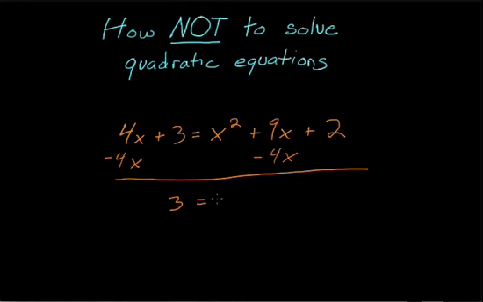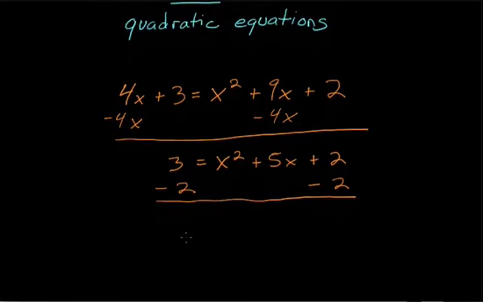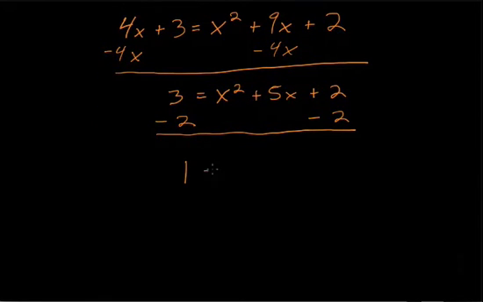And then on the right side, I'll have x squared plus 5x plus 2. Now, my x squared and my x are on the right side, but I still have this 2. So I'm going to subtract this constant from both sides, leaving me with 1 equals x squared plus 5x. Well, now I have a dilemma. I've gotten the variable on one side, but it's still in two places.